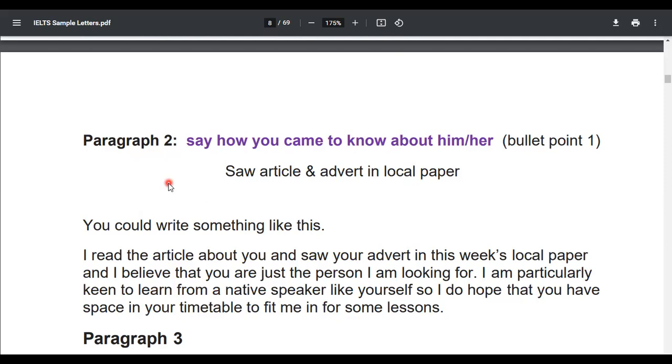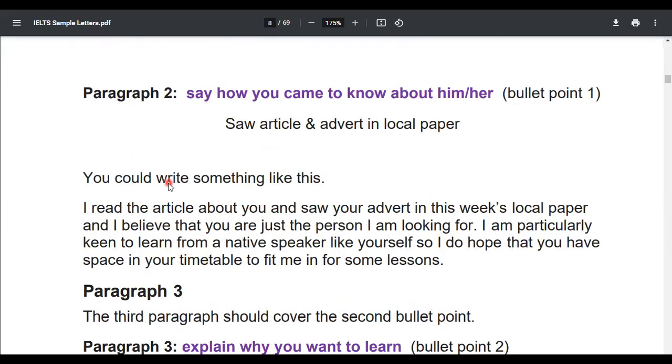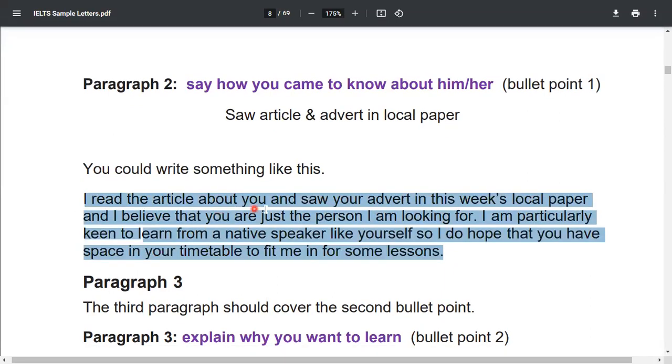So let's see what I can write. I've actually written this. I read the article about you and saw your advert in this week's local paper. And I believe that you are just the person I am looking for. I am particularly keen to learn from a native speaker like yourself. So I do hope that you have space in your timetable to fit me in for some lessons. So I guess it's an amazing answer.